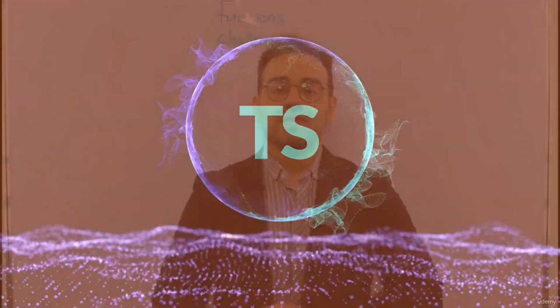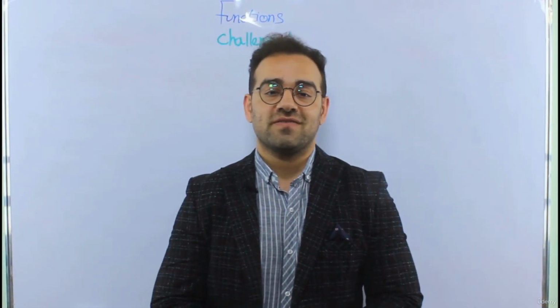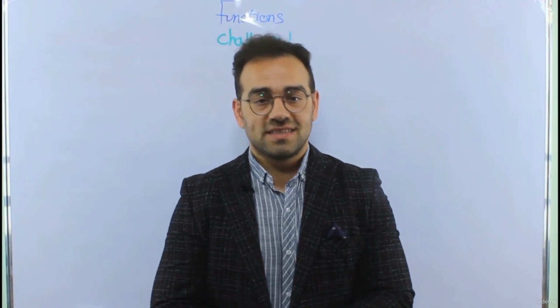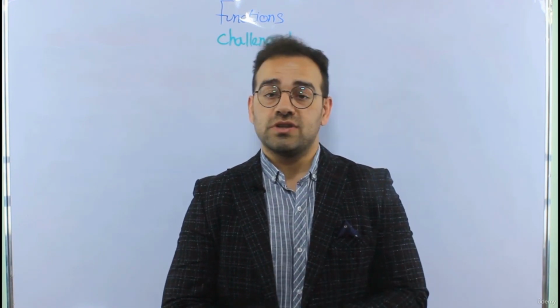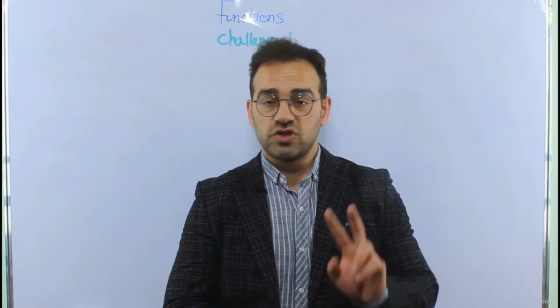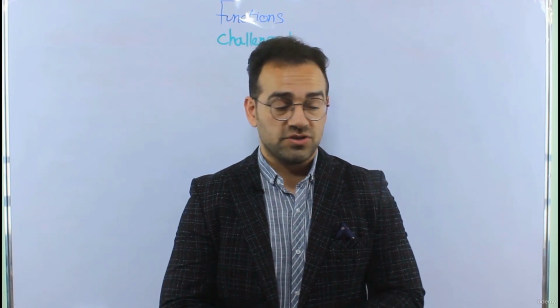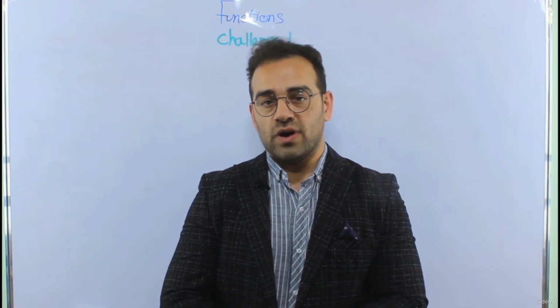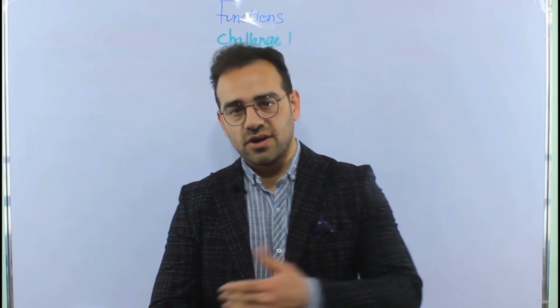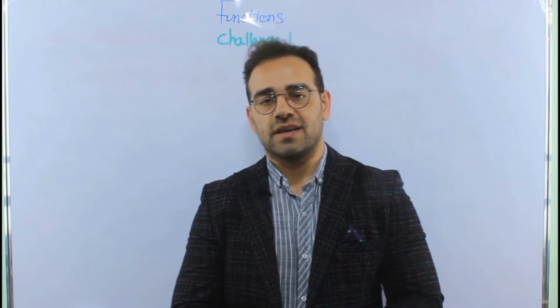Hi everyone, welcome to the first challenge's solution for functions. The statement for this challenge says that we need to create a function that returns the multiplication of 2 arbitrary numbers and returns a type error when we pass in a string. So let's see how we are going to solve this.